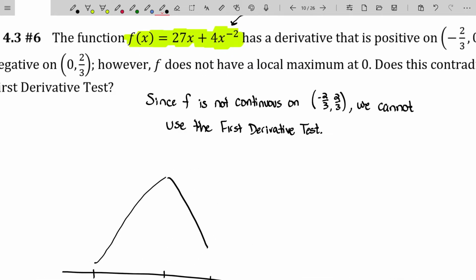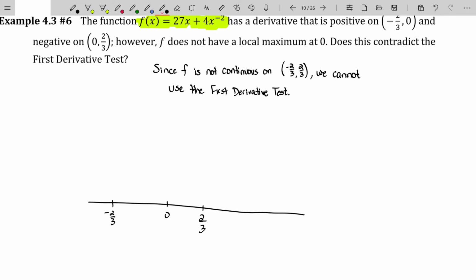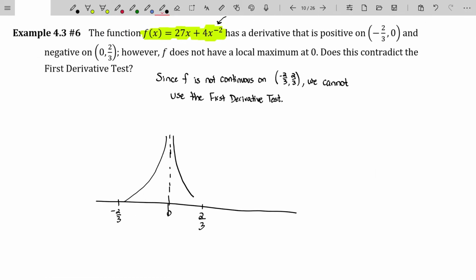So let me write that down. And just to showcase what the actual function looks like, it's a function that looks like the following. It has a vertical asymptote there, and it looks like that. It's increasing on one side of that vertical asymptote and decreasing on the other side. But the function's not defined at 0, so therefore it does not have the opportunity to have a local maximum. So that little word continuous, which is part of that theorem, the first derivative test, is one of the most important words in that theorem. You need a continuous function to even start considering the use of the first derivative test.